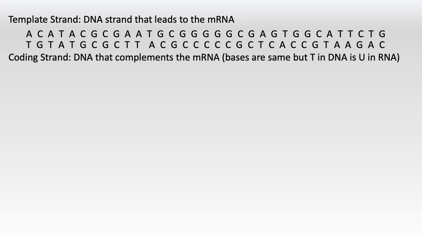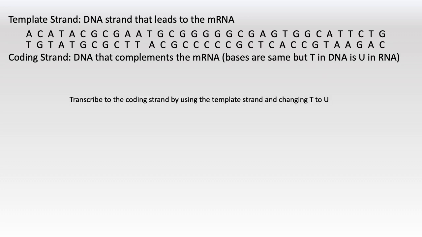So how do we go about making the proteins from the amino acids? And so this is where we have within the DNA two distinct strands that we're going to look at. We have what's referred to as the template strand, and that's the DNA strand that's going to lead to the mRNA. And then we have that coding strand, which is simply going to be the complement of what's going on.